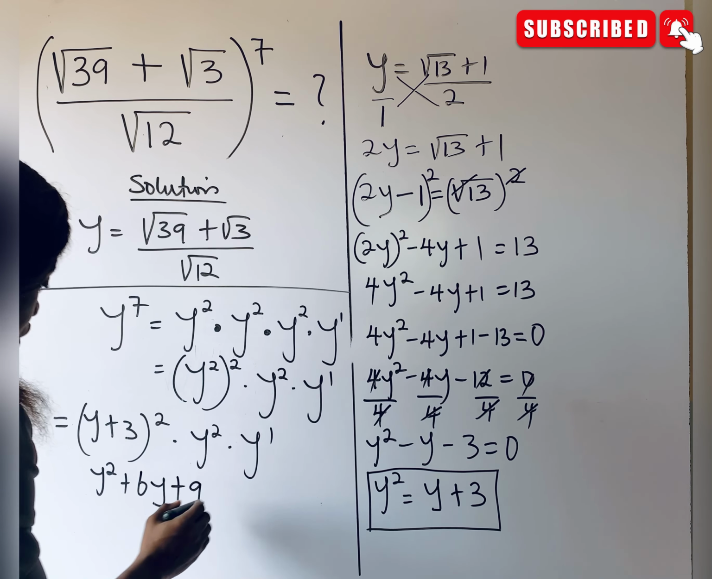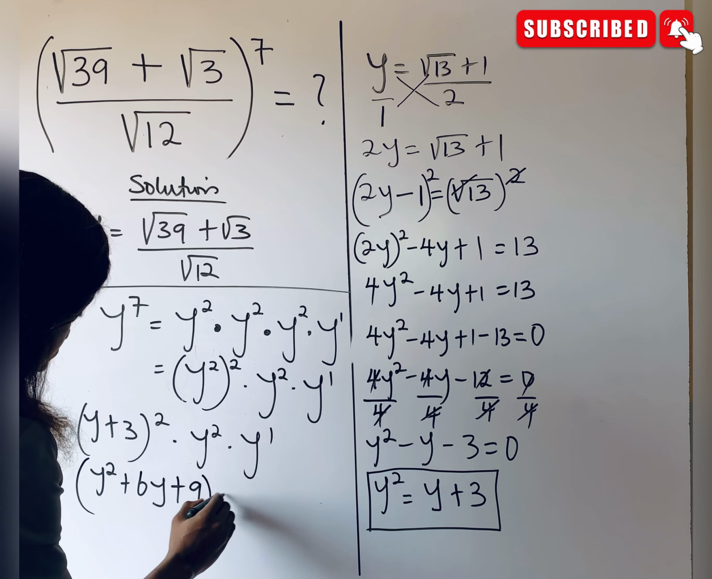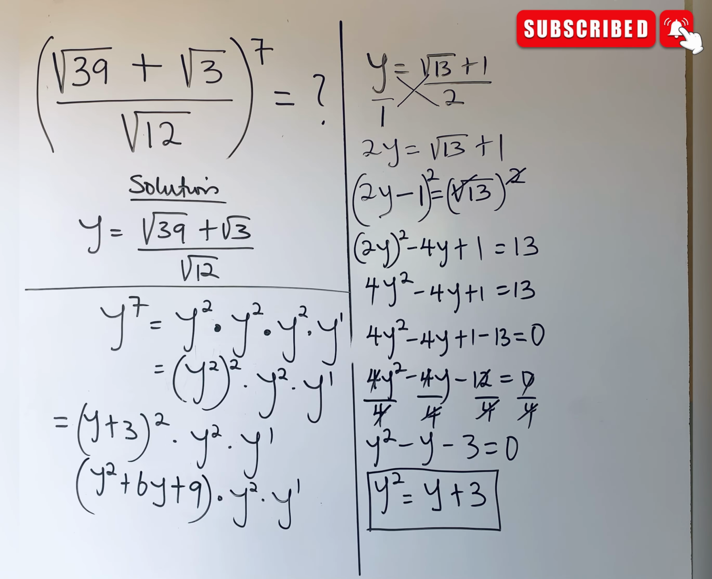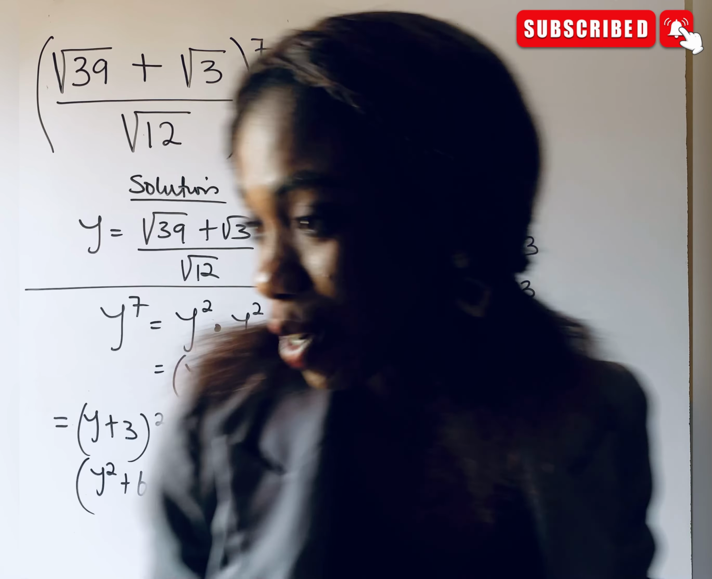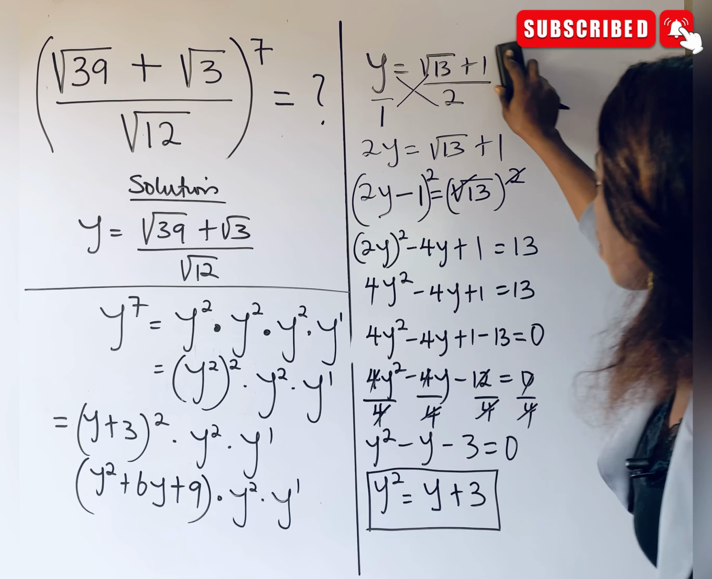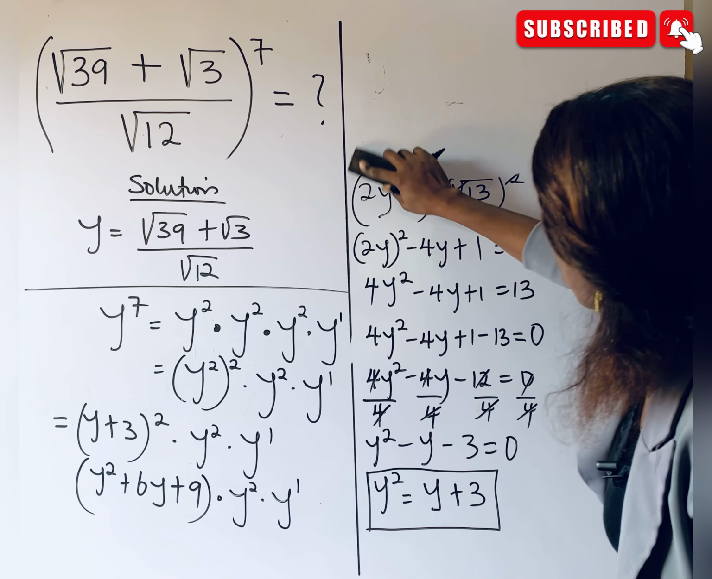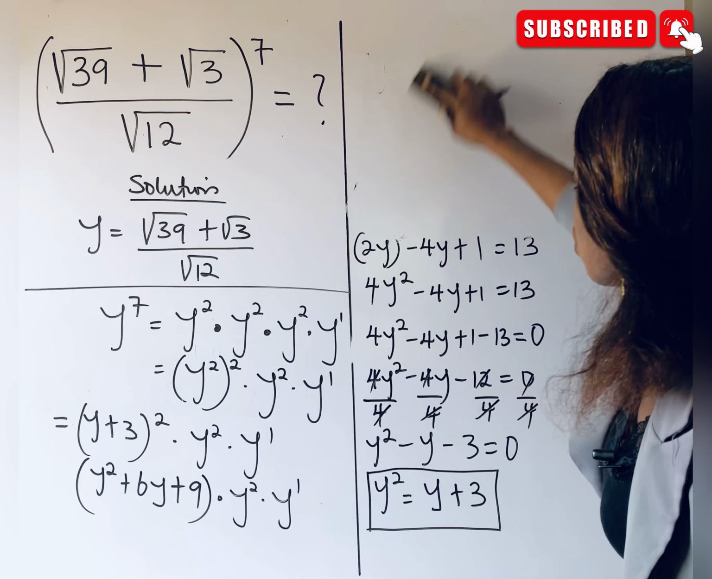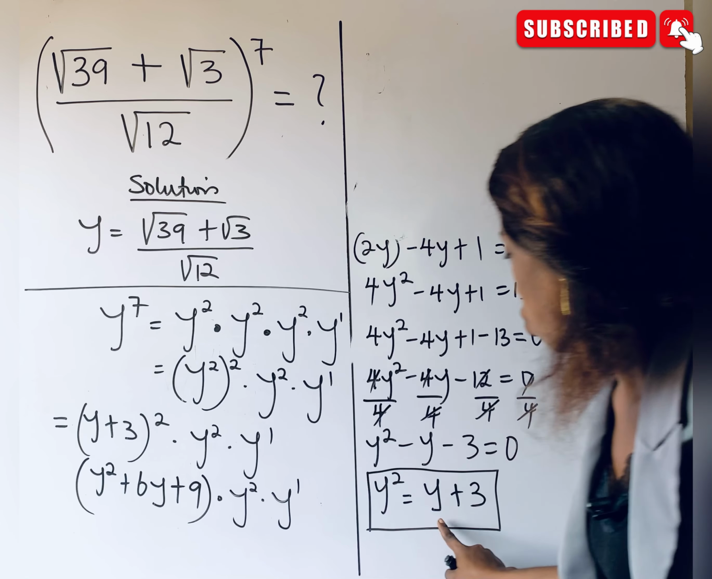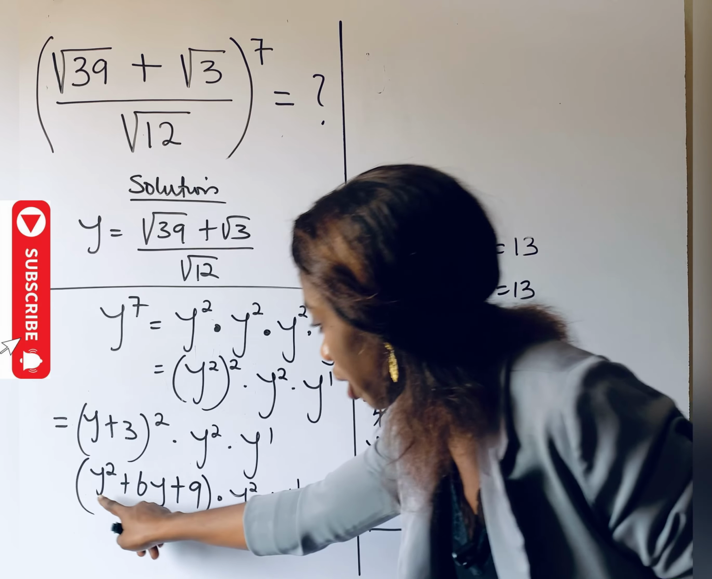Okay, so we are going to have, this will be multiplied with y squared multiplied by y to the power of 1. So what does it mean again? You see, we have gotten y squared. And because you have gotten that y squared, remember, we don't need it. We need to keep reducing. So what do you do? To reduce this again, we said y squared is y plus 3. So let's plug it in here.